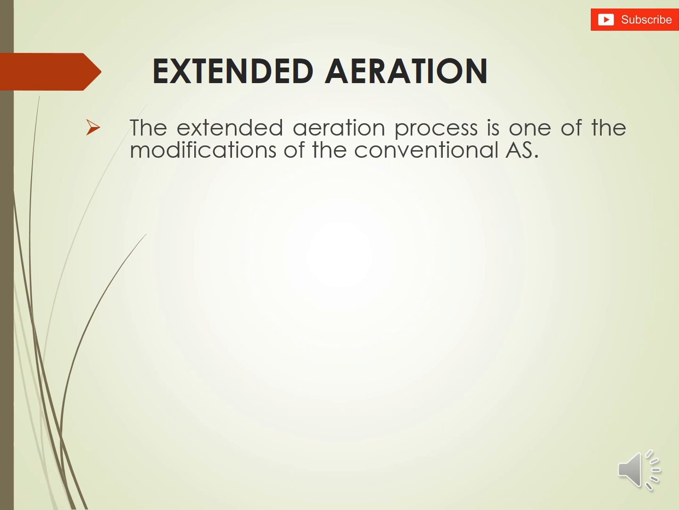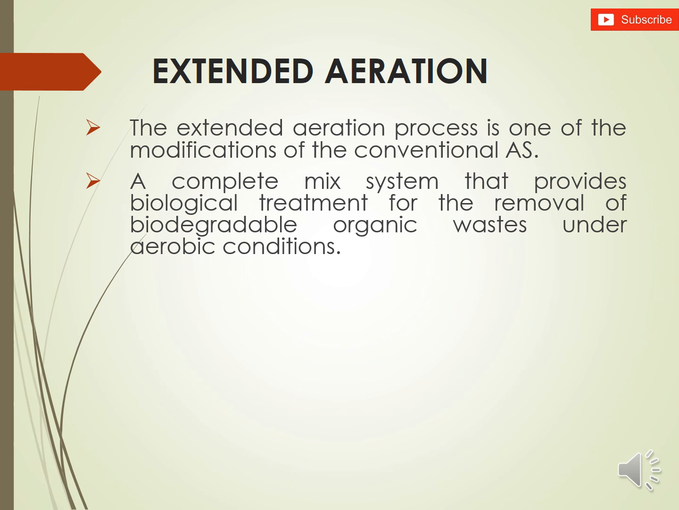The extended aeration process is one of the modifications of the conventional activated sludge, and this is basically applied for low flow areas, like if we want to construct a prefabricated plant for a school or for a small premise or university, for example, or maybe for small industry, which is sometimes or mainly lower than 3000 meter cubic per day. So extended aeration system is more suitable to apply, and now we will know why.